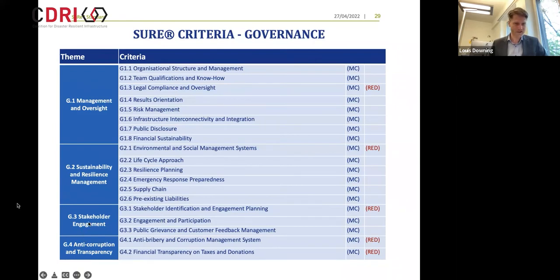Then the last two themes here is stakeholder engagement. So how are we engaging with the communities around the project? And then anti-corruption and transparency, which is an important topic across all regions that we've been working.